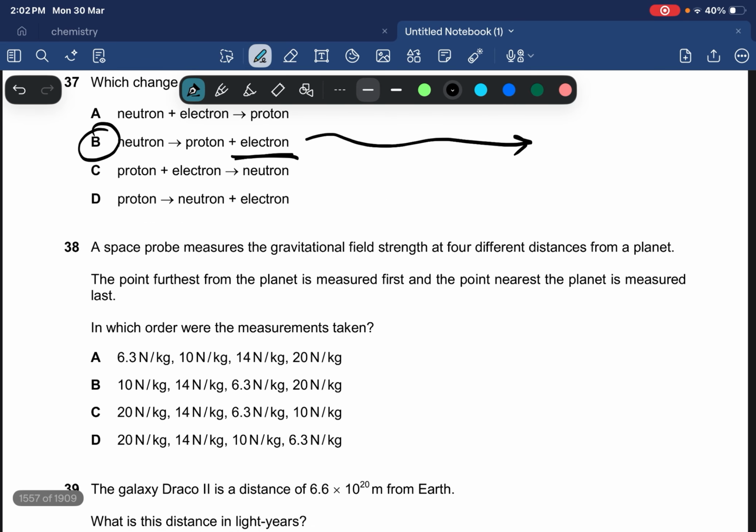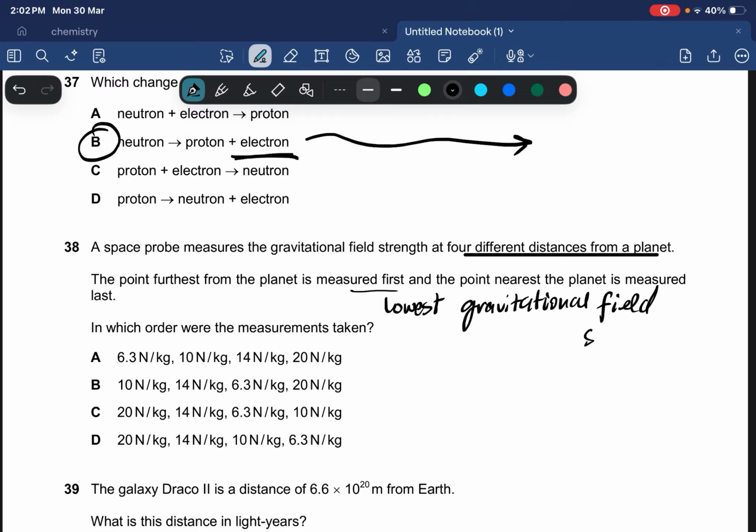A space probe measures the gravitational field strength at 4 different distances from a planet. The point furthest from the planet is measured first. So it's going to have the lowest gravitational field strength. Why is it going to have the lowest? Because the further you go, the gravitational field strength weakens, and the point nearest the planet is measured the last. So nearest the planet it should be the highest, and furthest from the planet it should be lowest.